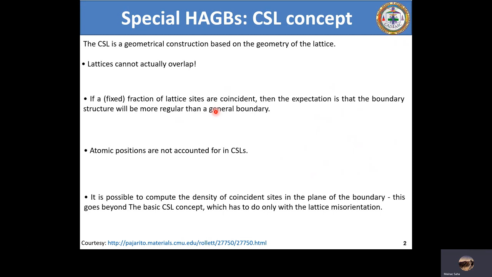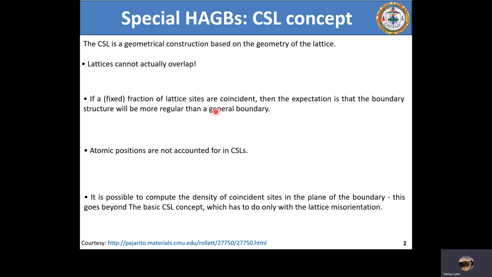And this is obviously going to have a much lower grain boundary energy than a random high angle boundary, where there is no coincidence of the lattice sites between adjoining grains. The other thing is that it is also possible to compute the density of the coincident sites across the plane of the boundary.